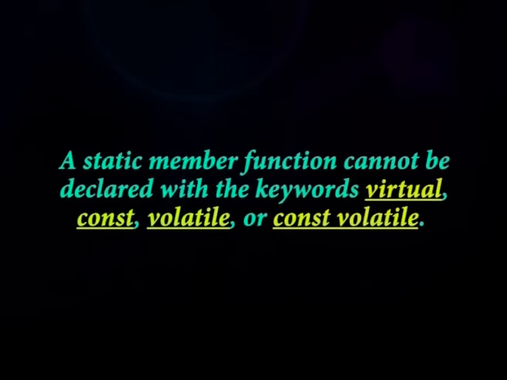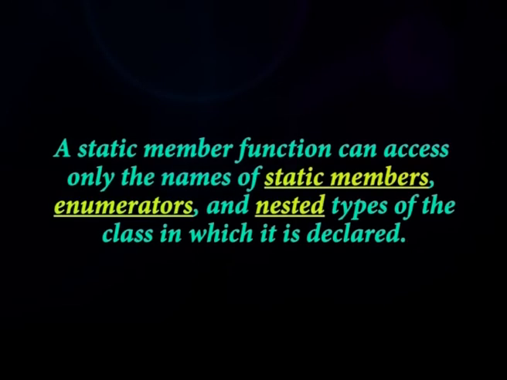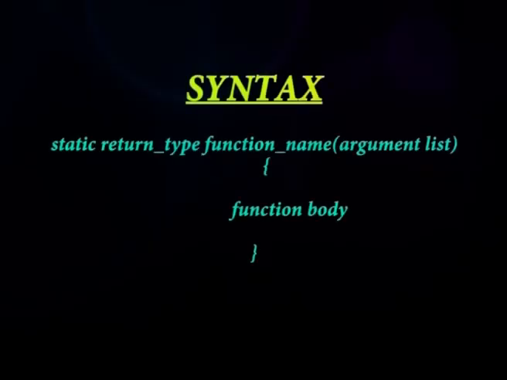A static member function cannot be declared with the keywords virtual, const, volatile or const volatile. A static member function can access only the names of static members, enumerators and nested types of the class in which it is declared. They cannot access non-static members of the same class or a friend function. Their syntax is as shown.